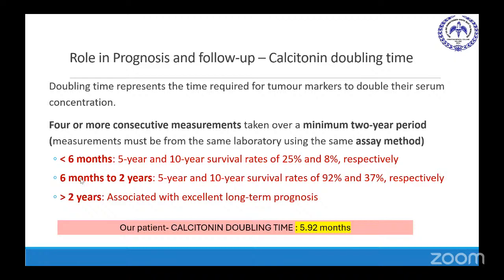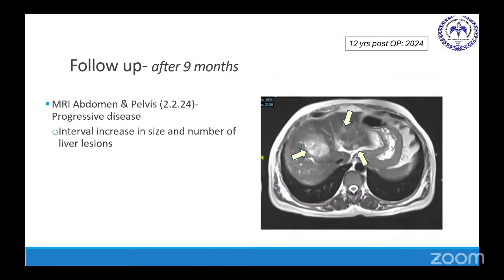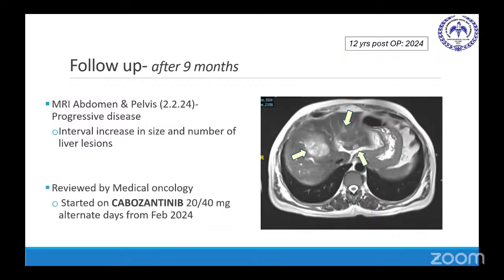When it is less than 6 months, it is said that the 5-year and the 10-year survival rates are 25% and 8% respectively. And when it is more than 2 years, it has an excellent long-term prognosis. And our patient had a less than 6 months calcitonin doubling time. Then we did an MRI of the abdomen at this point, and there was increase in the size as well as number of the liver lesions.